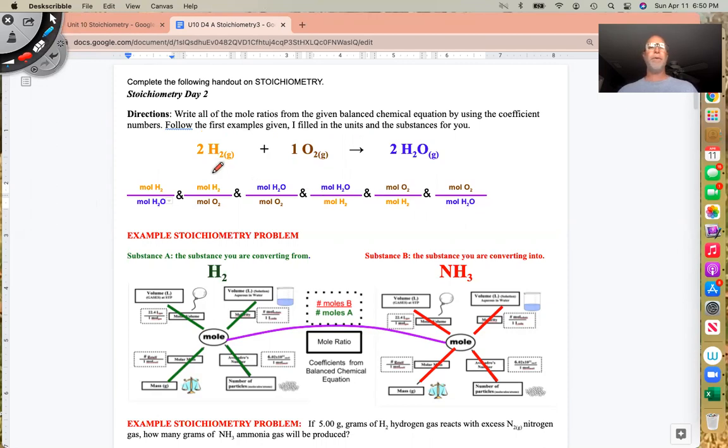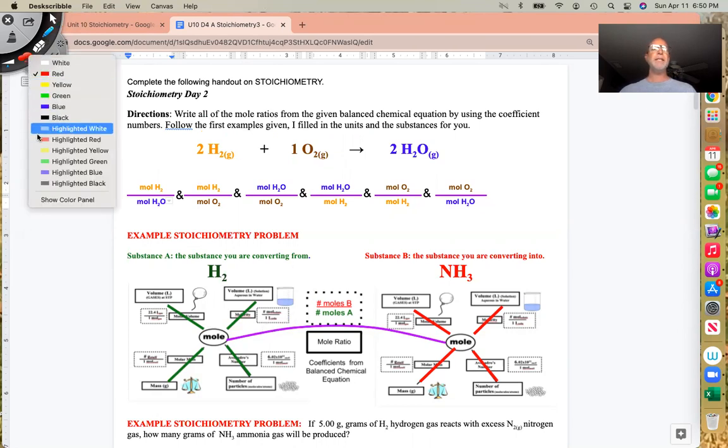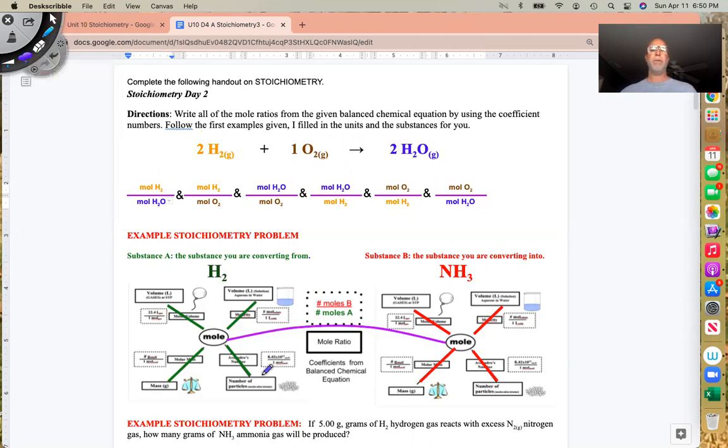Now, I color-coded it for you, so it should be super easy. But basically, we have these mole ratios, which is this. Do I have a purple line? We'll make it blue, which is this line right here. You guys see that line that I'm circling? That's called the mole ratio. You can see the mole ratio right there.